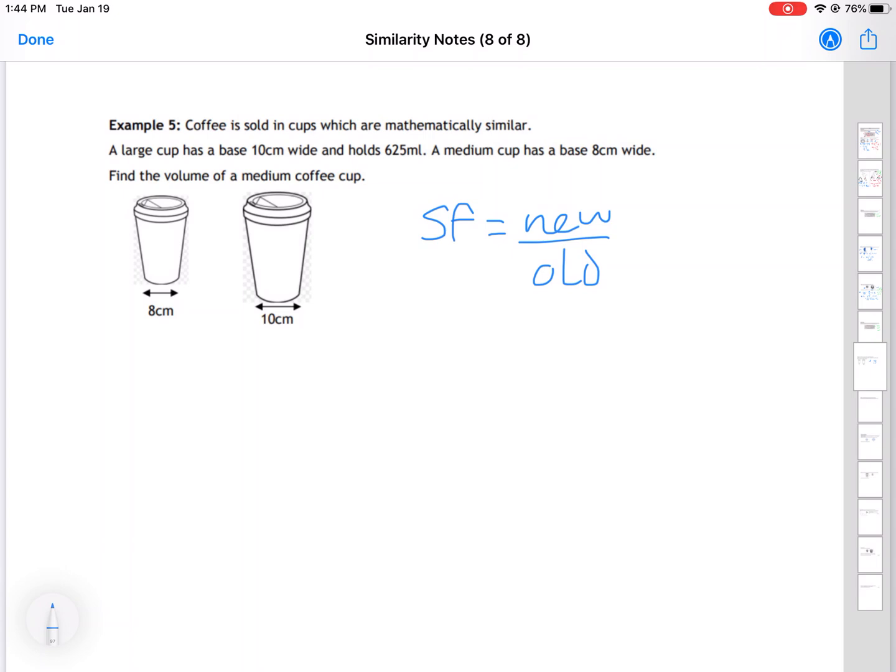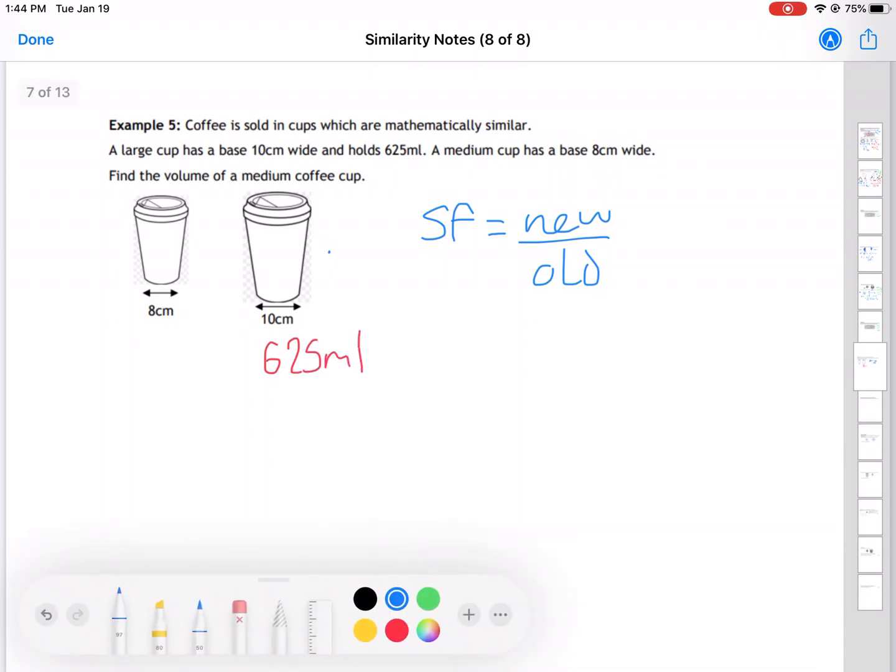So we're told that coffee cups are sold in mathematically similar sizes, which is good because that means we can use this process. The large cup has a base of 10, so that's this one here, and holds 625 millilitres. A medium cup has a base of 8. We want to find the volume of the medium cup.